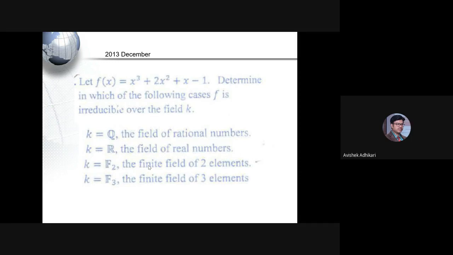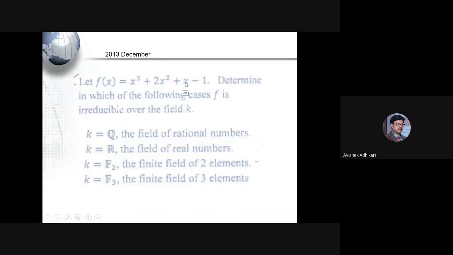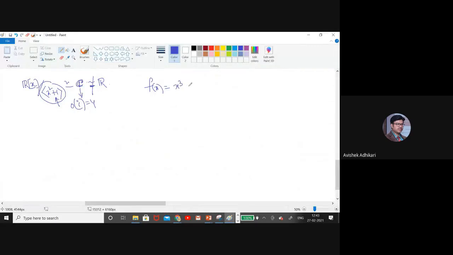So if you consider with respect to F2, then what would be your polynomial? How should the polynomial look? The polynomial was f(x) equal to, can anybody tell me, x cube plus 2x square plus x minus 1. It was right. Yes, x plus 1.